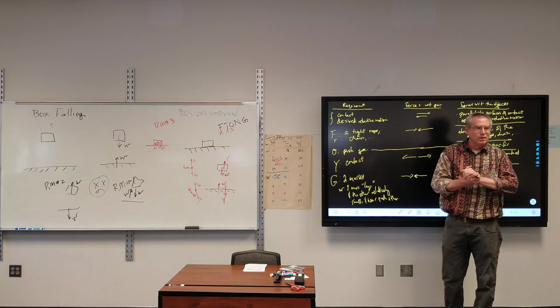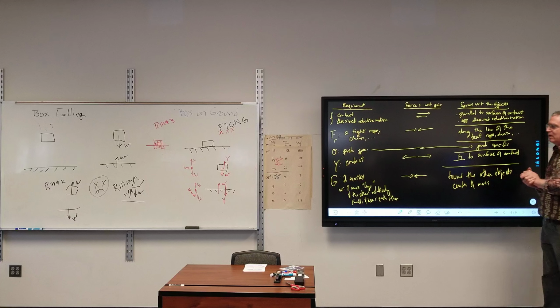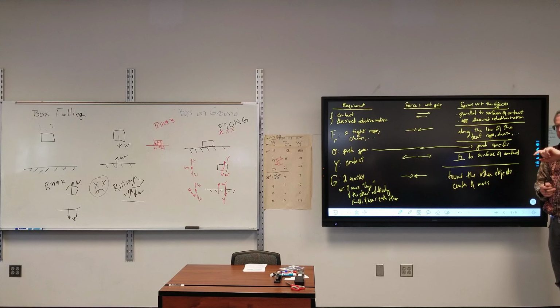Okay. And there's an object going around in a circle, like a roller coaster. At the top, weight and gravitation and normal force would be in the same direction in that case.